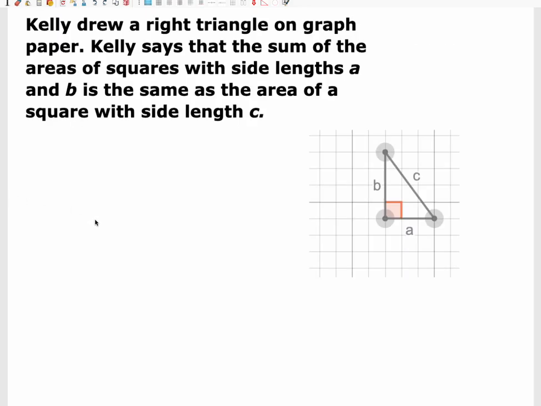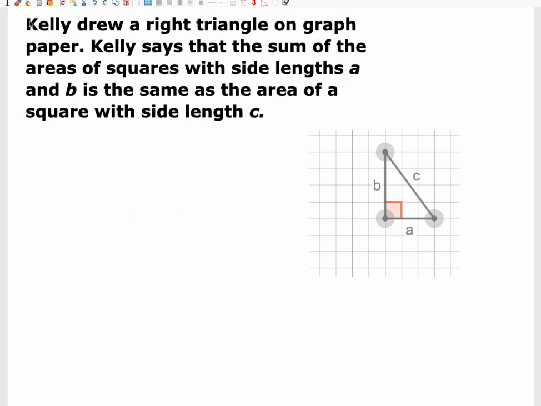Kelly drew a right triangle on graph paper. Kelly says that the sum of the areas of the squares with side lengths A and B is the same as the area of the square with side length C. Now, a couple things. First of all, I understand in your book, they didn't give you graph paper. They didn't put the triangle on graph paper. Is that true? Yes. Okay, so I don't know why it specifically says graph paper and then they don't put yours on graph paper. Mine's on graph paper.